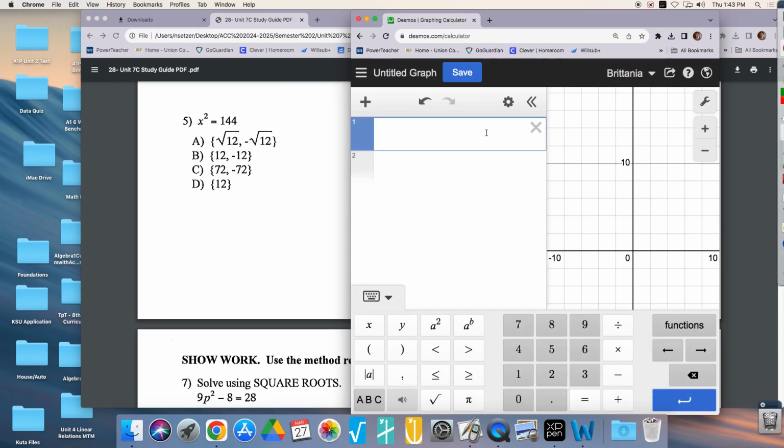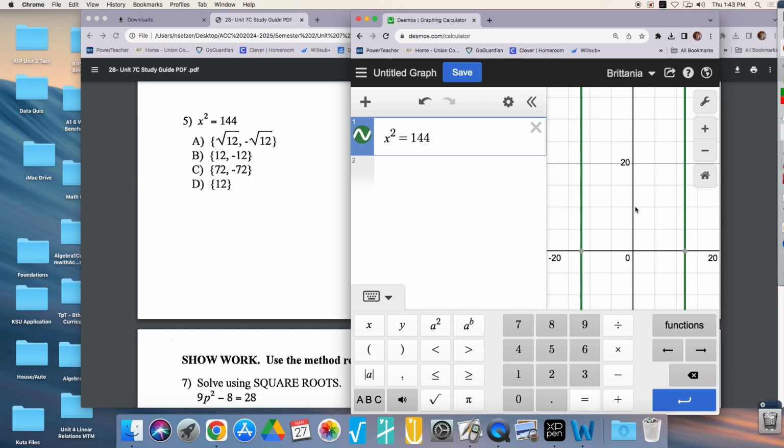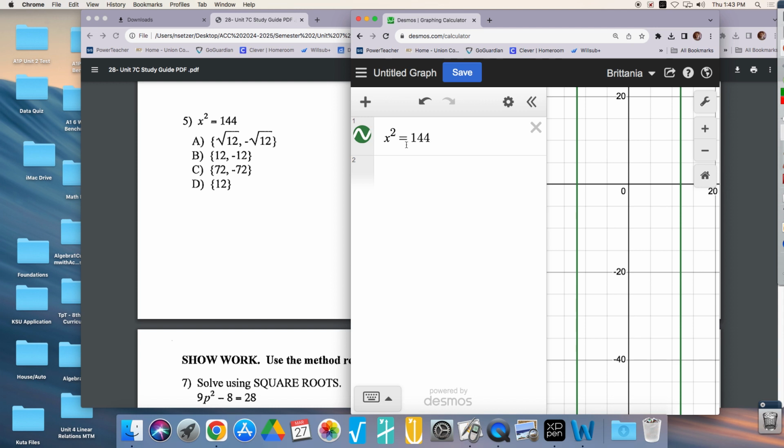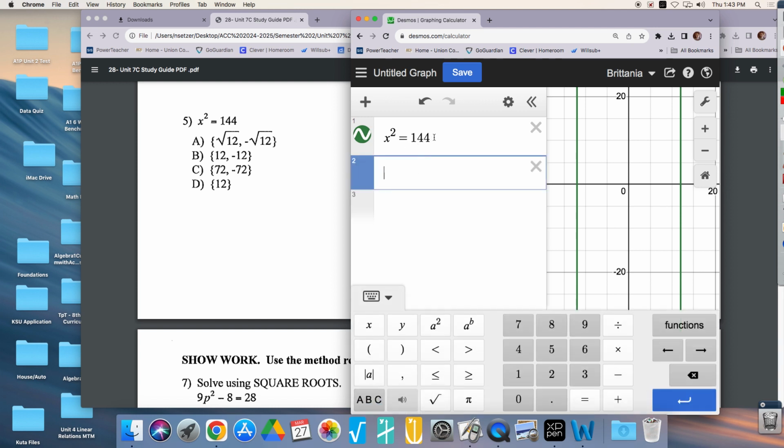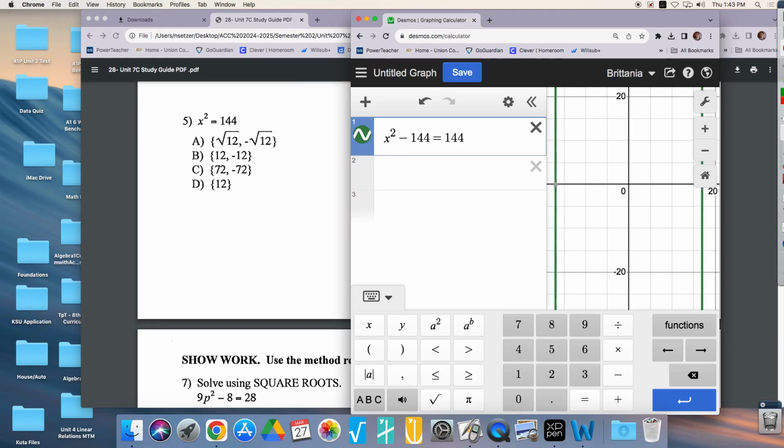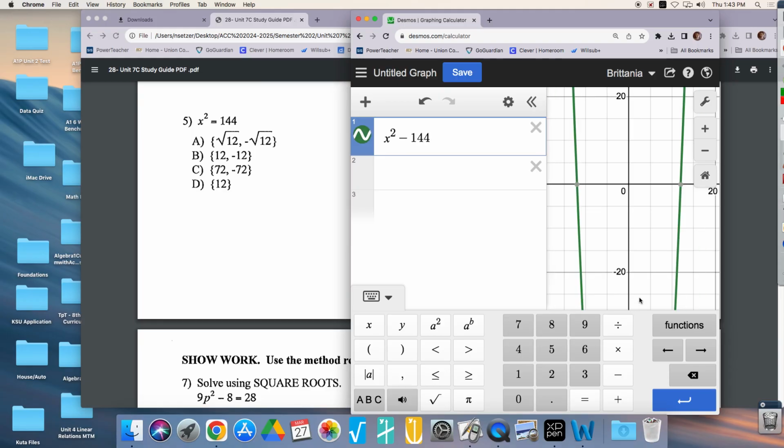Again, all right, so we're looking for the roots. It says to solve it. When we solve it, we're looking at that x-axis. So x squared equals 144. Now, when I do this, I'm not going to get a parabola in Desmos because it's got the equal to. If I move 144 over here and did minus 144, I would end up with a parabola.